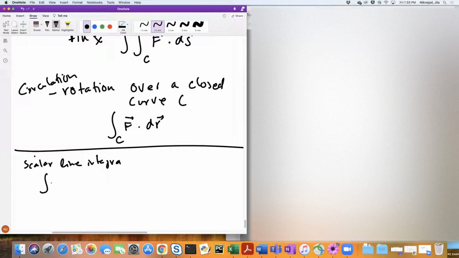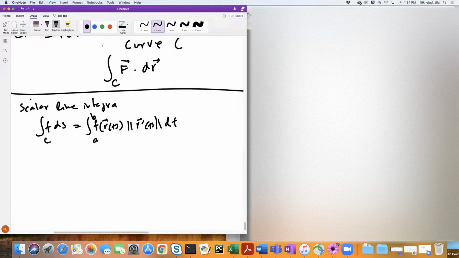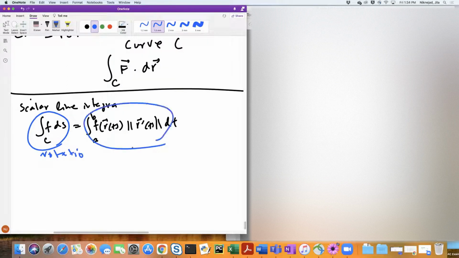That is, notation is ds, and the actual thing is the integral from a to b of f of r of t times the magnitude of r prime of t, dt. Then you go, this is the scalar, this is the notation. This is how it computes.